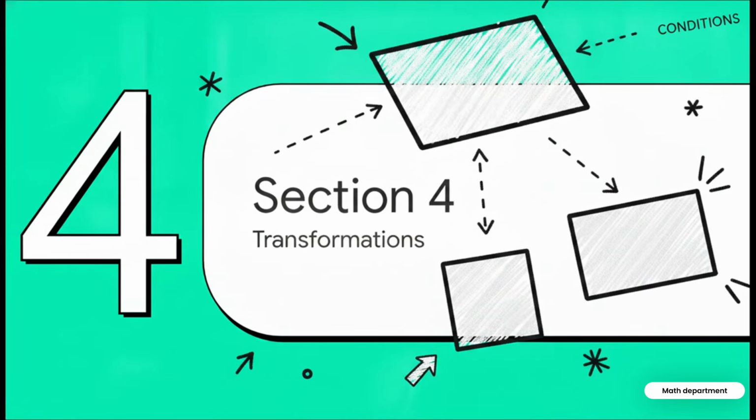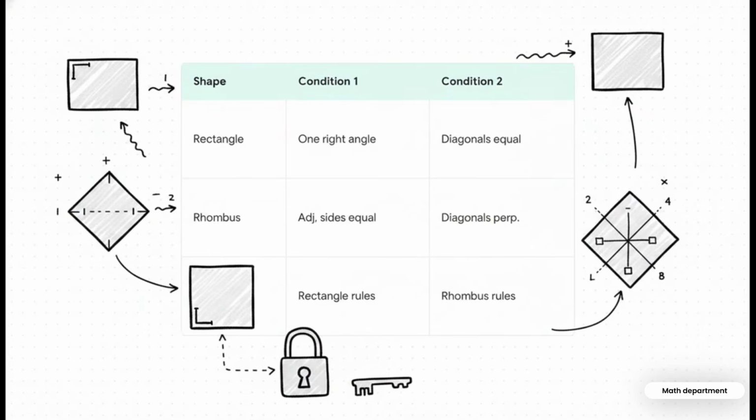Section 4, Parallelogram Transformations. To make sure this really sticks, let's quickly summarize exactly how a basic slanted parallelogram transforms into these special shapes. This is all about the conditions required for an upgrade, and this table brilliantly illustrates our building blocks. Look closely here.